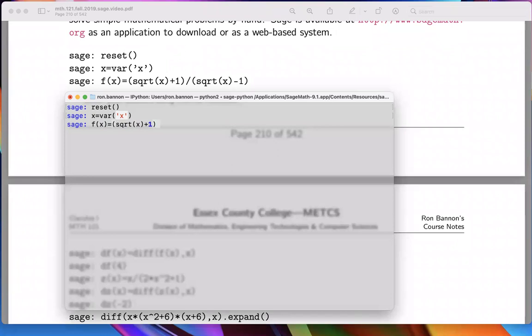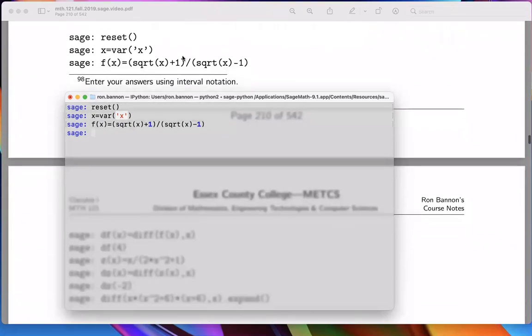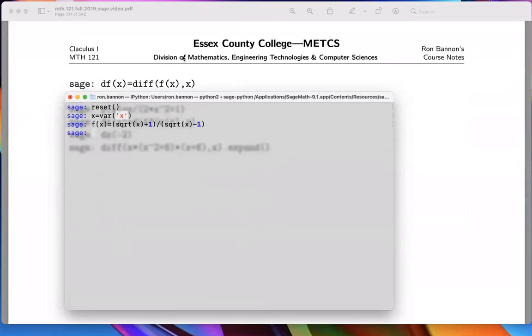And I think I did okay there. Divided by the square root of x minus 1. No mistake there, I just typed it in. What they want to do is define another function, df. And df of x equals the derivative, diff, of f with respect to x. So we're actually differentiating the function f with respect to x, and we're assigning it to a new function called df.